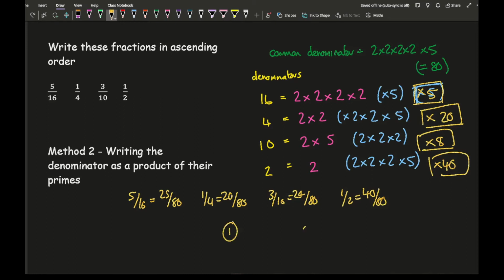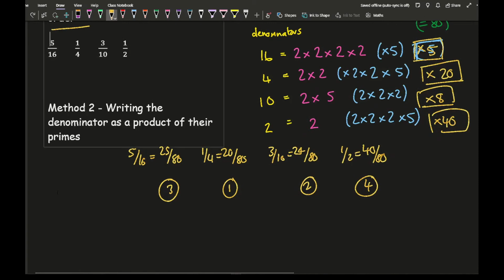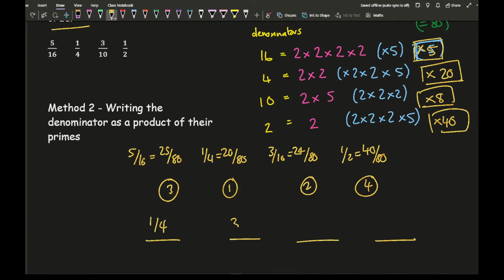Then we've got number 2, number 3, and then number 4. But I personally wouldn't leave your answers like this, because the question is asking you to write it in ascending order. You haven't written it in ascending order, you've just given what positions they are, and they want it from 1, 2, 3, 4. So it's always important that you do write those fractions. So let's just do exactly that. So I've got a quarter, I've got 3/10, I've got 5/16, and then a half.